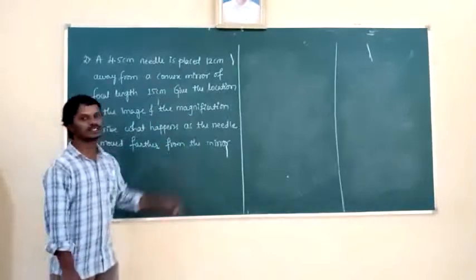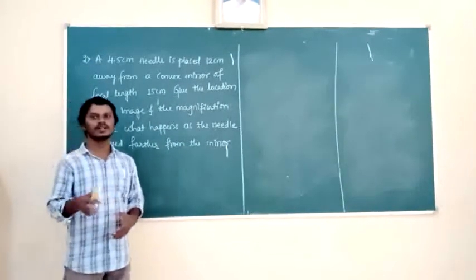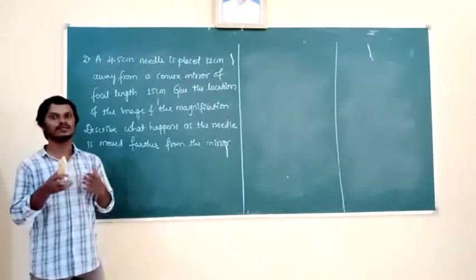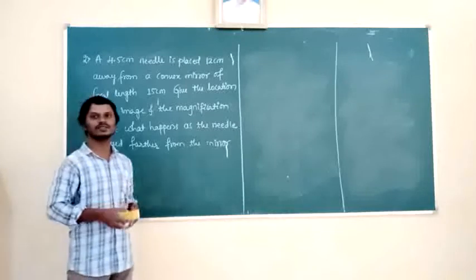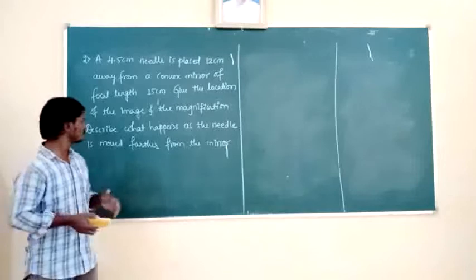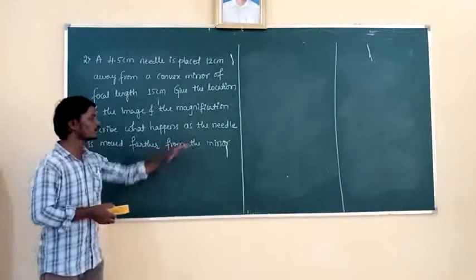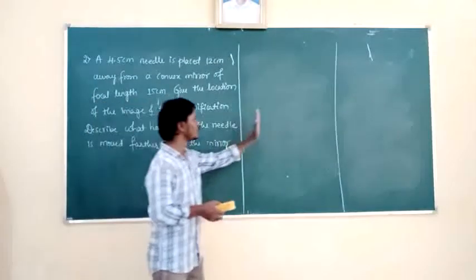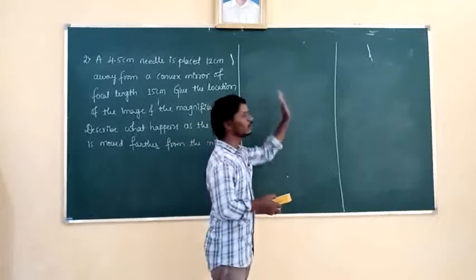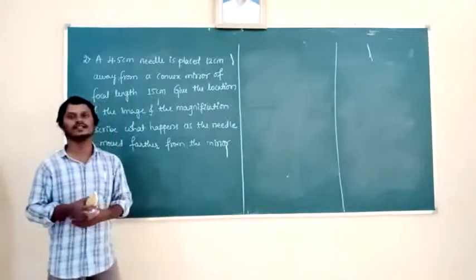And the magnification. Magnification means m is equal to minus v by u equal to hi by ho. If it is positive, then the image is virtual and direct. If it is negative, then the image is real and inverted. So let us find that one. Next, describe what happens as the needle is moved farther from the mirror. Means if the needle is moving away from the mirror, how will the image move? Okay. So let us discuss all about this by using a ray diagram.